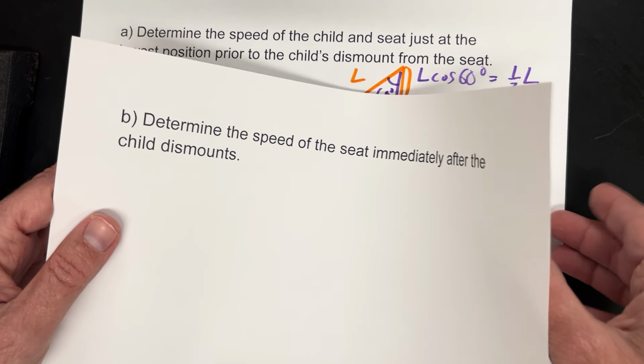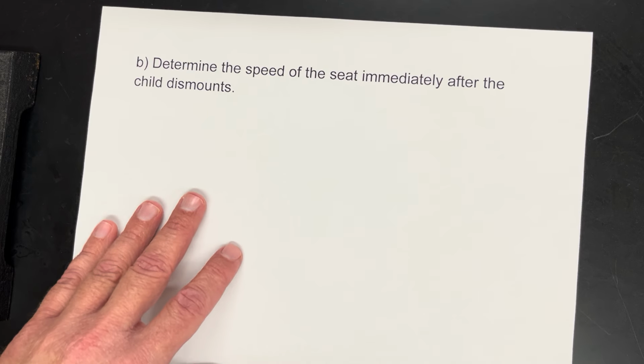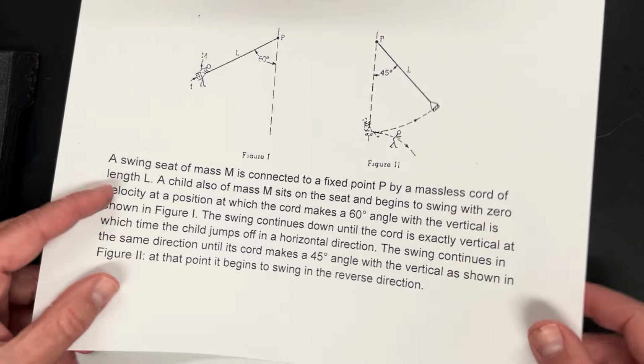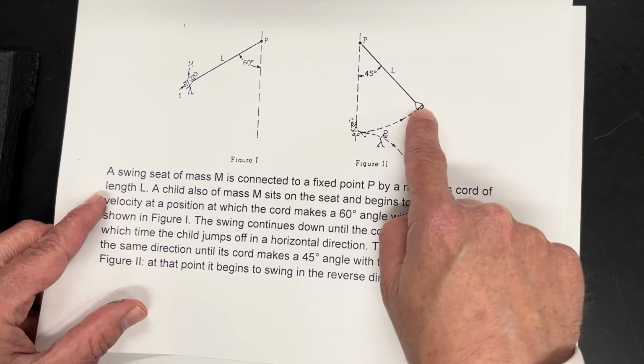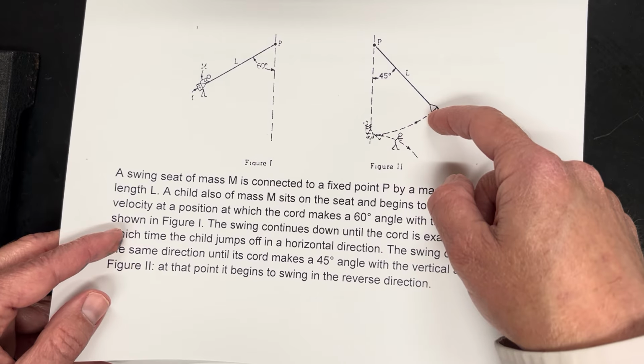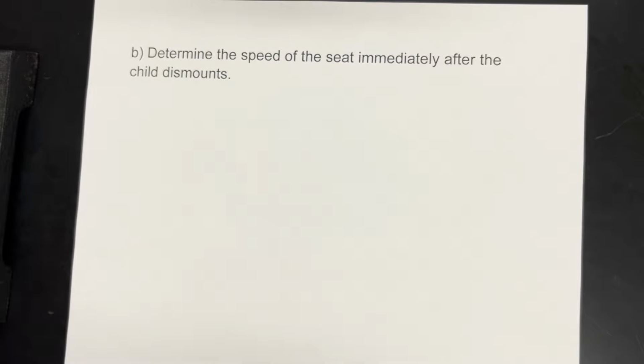Part B is basically the same as part A, so I'm going to go through it very quickly here. All we're going to do, again, is conservation of energy. This time the swing swings up to here. We know we lost some energy, by the way, because we only go to 45 degrees, which means we're not as high, which means we lost some of our energy.